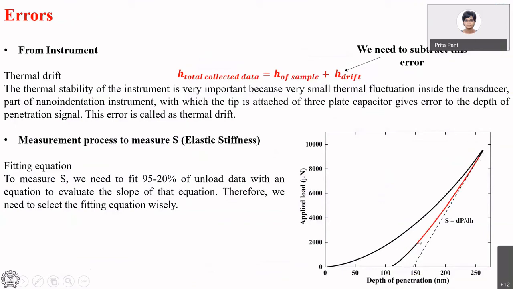So, here is what you do. You have unloading data. You fit a function to it. Conventionally, we fit a quadratic equation to this, and we take the derivative of that quadratic equation. We evaluate that derivative at the maximum load, and that gives us S. S is the slope of the unloading curve. But that doesn't always work, and I'll show you why that doesn't always work.